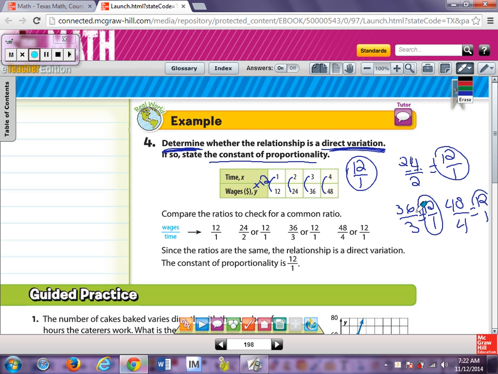Since I have equivalent ratios, I know that I have direct variation. The direct variation is going to be everything up here is getting multiplied times 12. So my constant of proportionality, my letter k, is 12. Very easy. This was the easiest one to do of all. I know automatically that if I'm multiplying something in the x to get the y down here, if it's the same every single time, you automatically have direct variation. You automatically have a proportional relationship. You automatically will have a constant of proportionality.